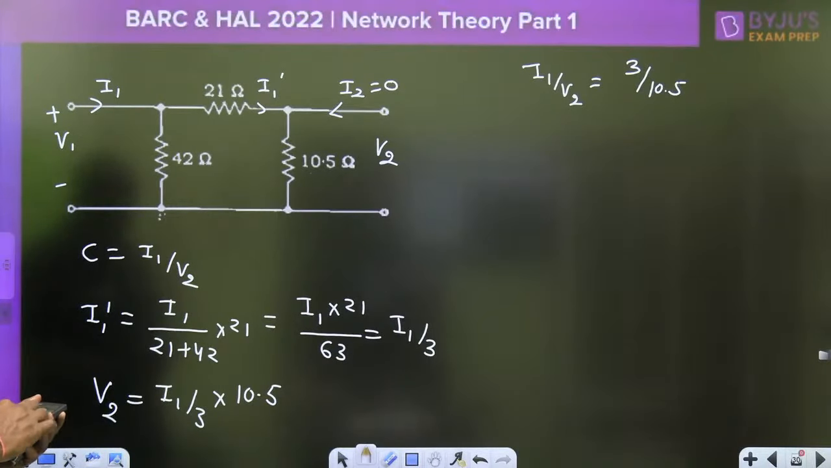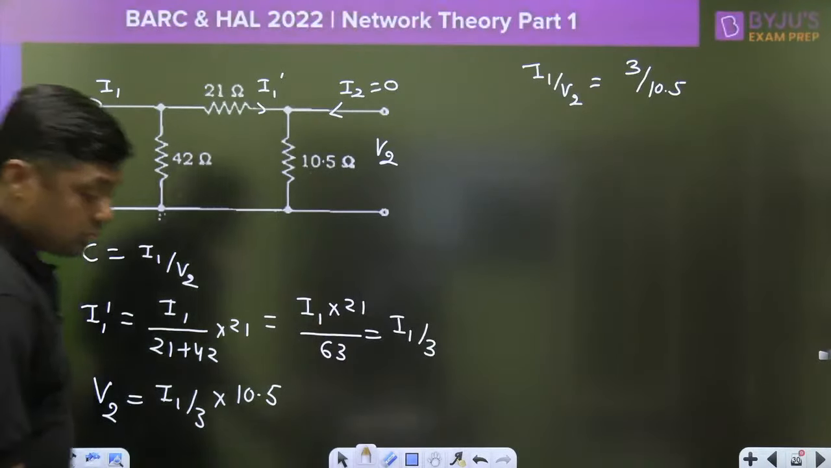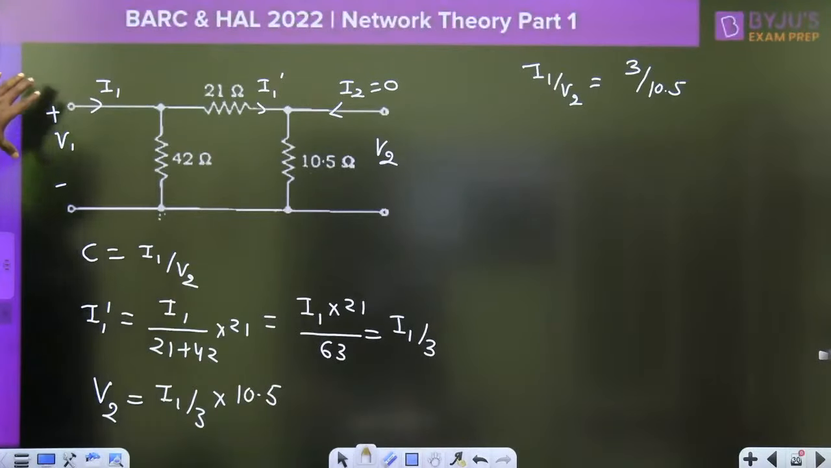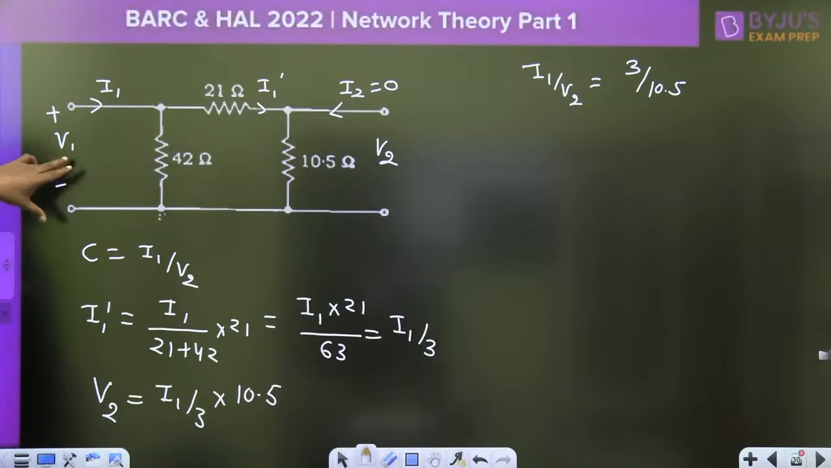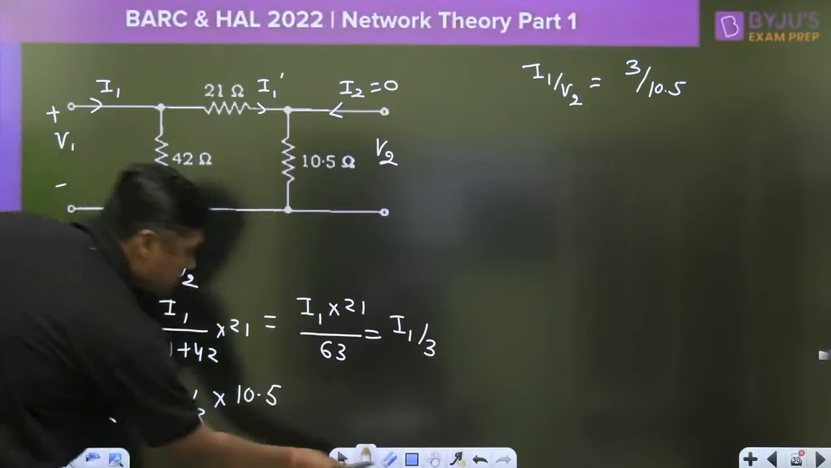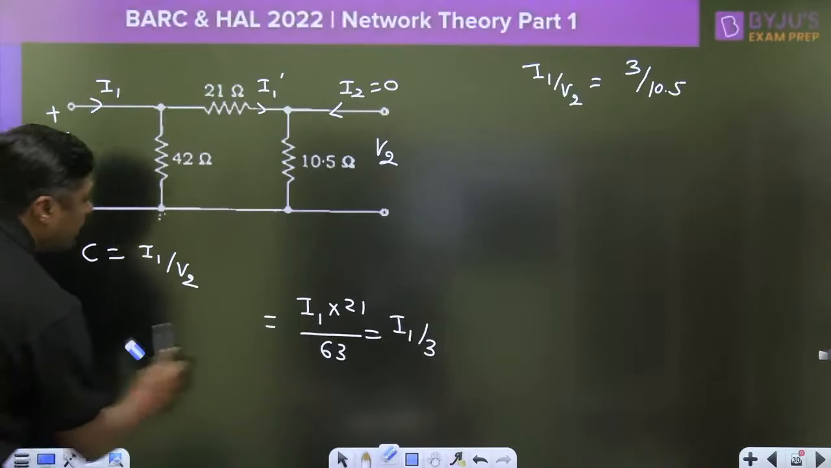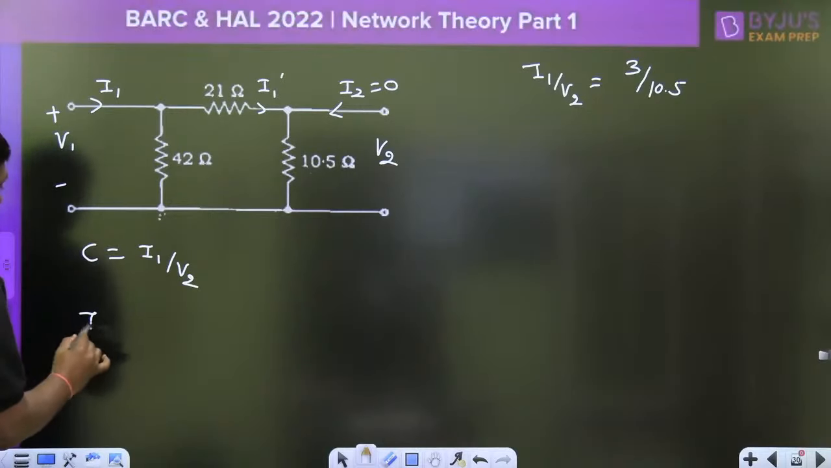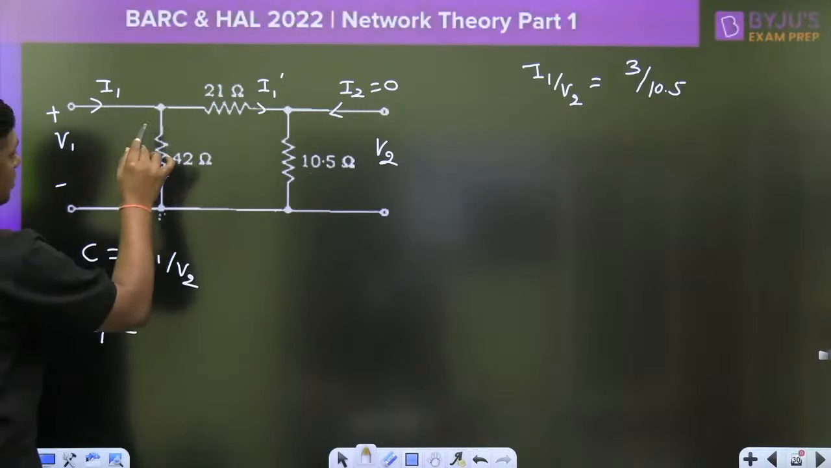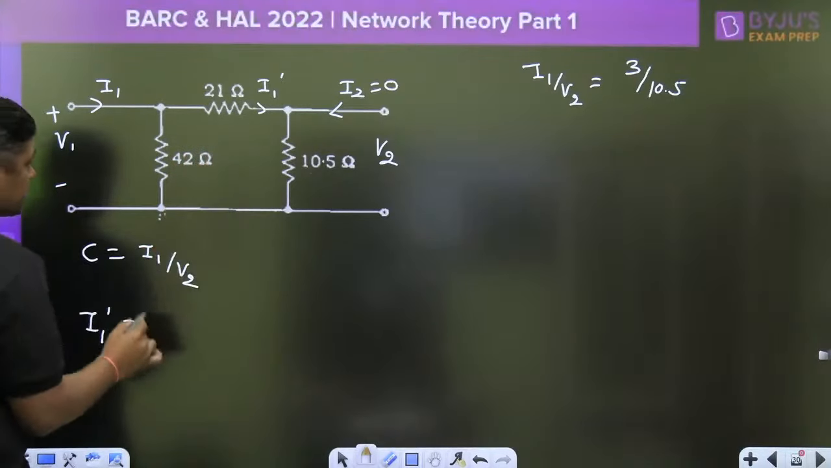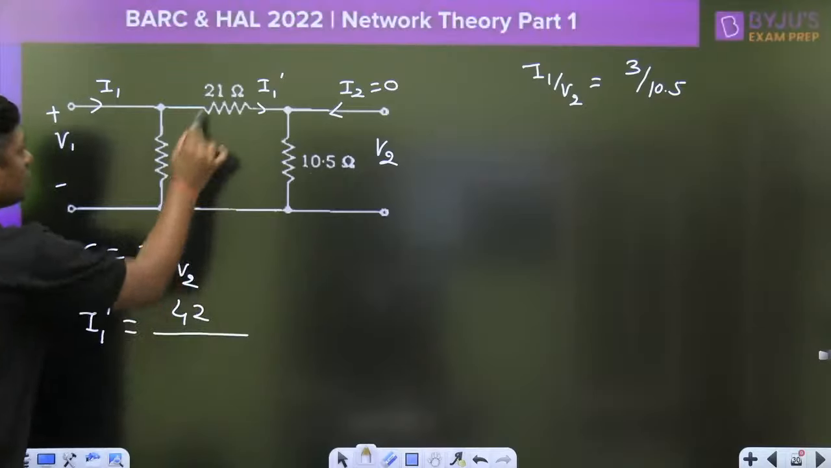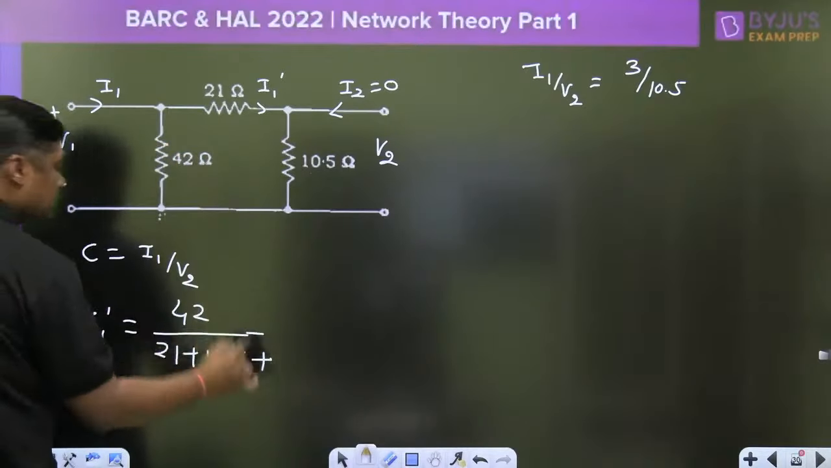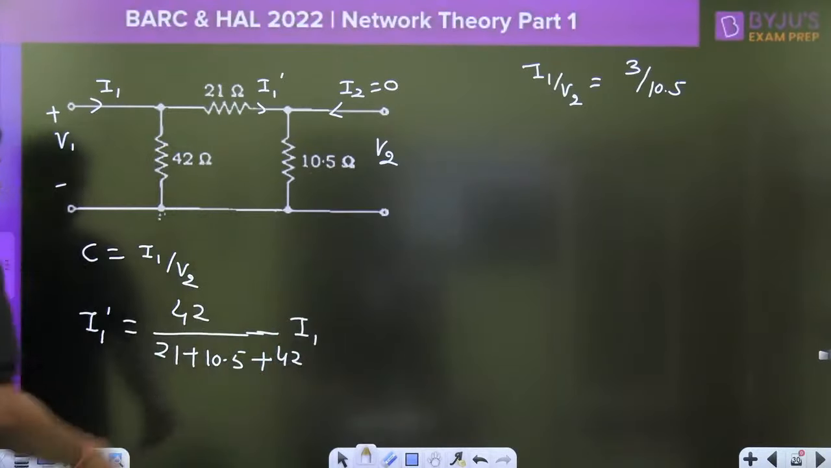Give me the answer. Take my calculation. I want to calculate the relation between V2 and I1, and simply I am using the current division. Oh, sorry, this is the mistake. A very slight mistake. I am using the current division rule, right? So please, 21 plus 10.5. So you can find the value of I1 dash. I1 dash is equal to this, because these two resistors are in series. We have to use 42 divided by what? 21 plus what? 10.5 plus 42. This is the result, 42 into I1. Now you can calculate.